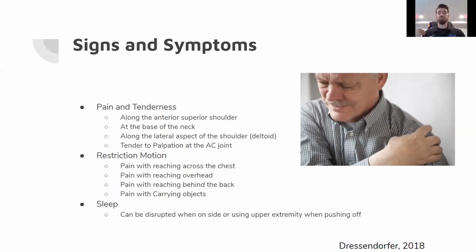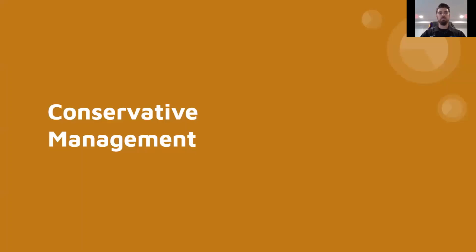And then along the lateral aspect of the shoulder, along the deltoid, and it's tender to palpation along the AC joint. Like we said earlier, if you're having a step off, that's going to be the point of pain. Restriction in motion, you're going to have pain with reaching across the chest, reaching overhead, behind the back, and if you're carrying any heavy objects, due to the translational force you're putting on the AC joint. And then sleep. Sleep can be disrupted when laying on that side, usually because of the positioning of the arm when you're trying to lay on it or when you're trying to push yourself up in the morning or to roll over. That can be a lot of pain, a lot of stress right on that AC joint.